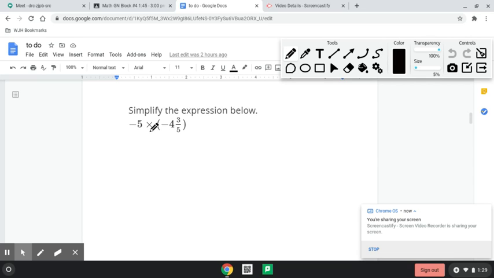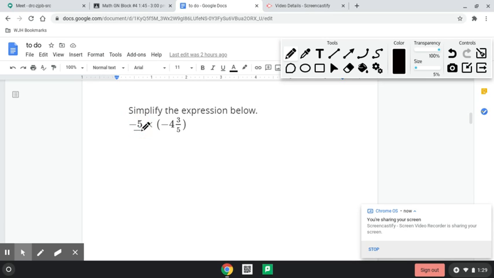Negative 5 times negative 4 and 3/5. So just looking at that, it's a negative times a negative. We know the answer is going to be positive. So what we need to first do is change these into improper fractions.